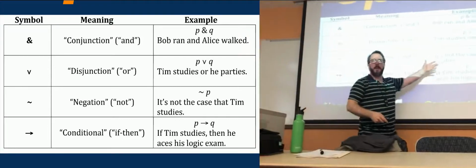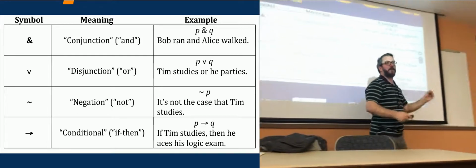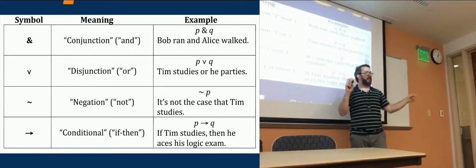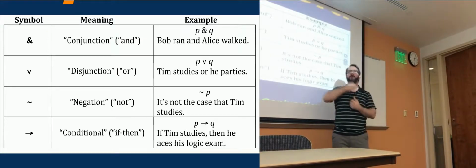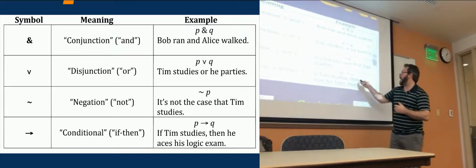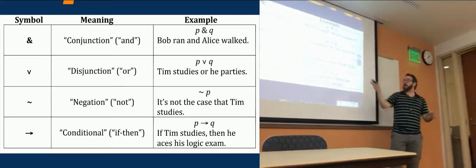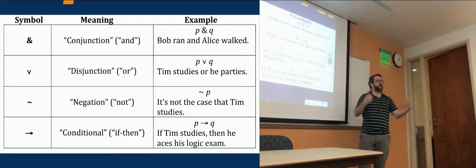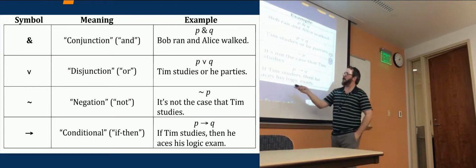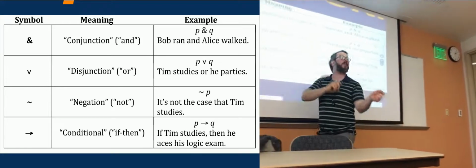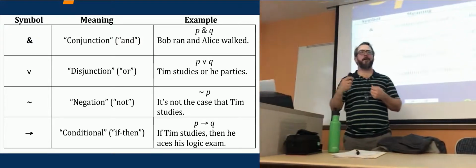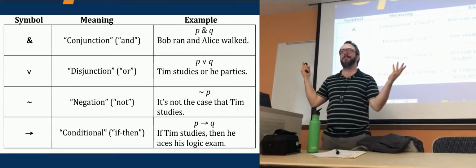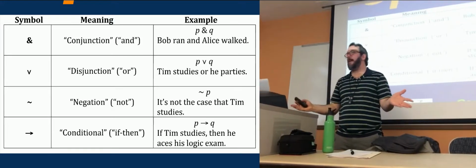The tilde, or the negation operator, the not operator, is a little bit different. It doesn't have two independent statements that it's operating on. It operates on whatever is immediately to its right. And the if-then, like and and or, has two parts. One of the things that's different and interesting about the if-then or the conditional operator is that the order matters. For and and or, the order doesn't really matter. I could say P and Q, or I could say Q and P. It means the same thing.